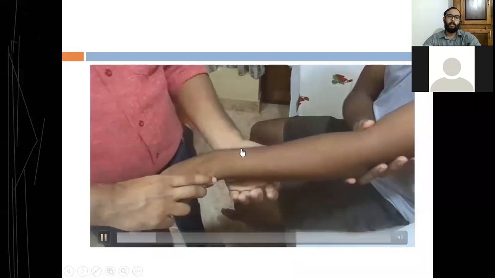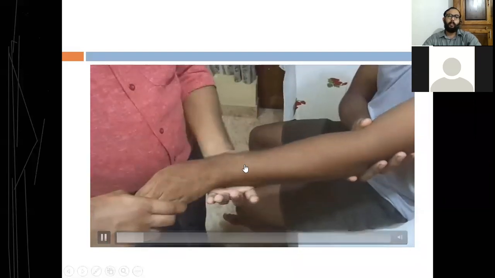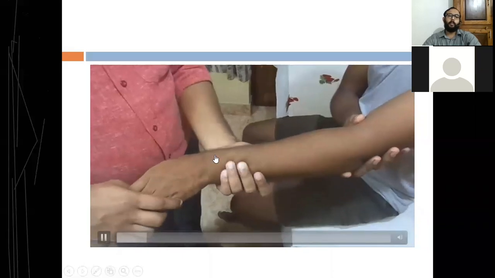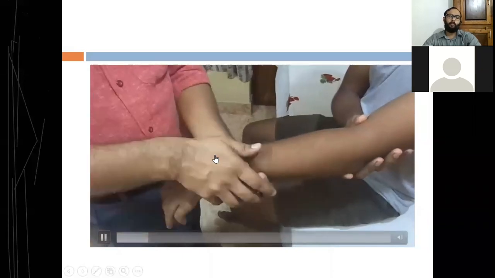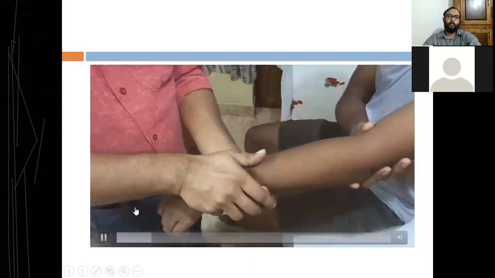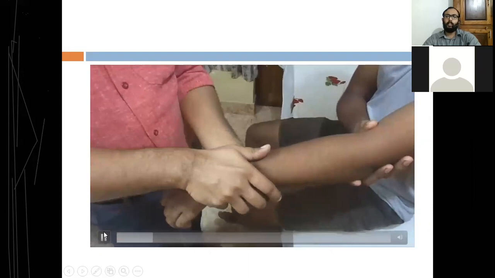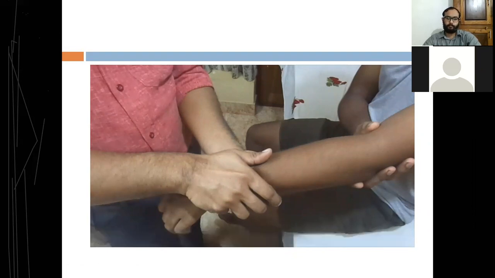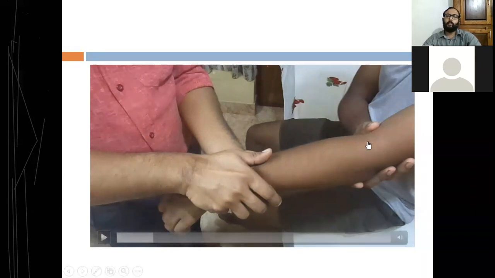Here you can see we are supporting the proximal fragment with one thenar eminence, and the distal fragment is pushed downward. Likewise, it is corrected. This is the reduction method of Colles fracture. First thing to be done is traction. Second is counter traction. By the traction and counter traction itself, we can feel the disimpaction of fragments. Actually, this is impacted due to the fracture and displacement. We can feel the disimpaction on traction and counter traction.